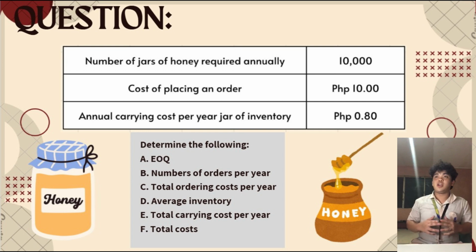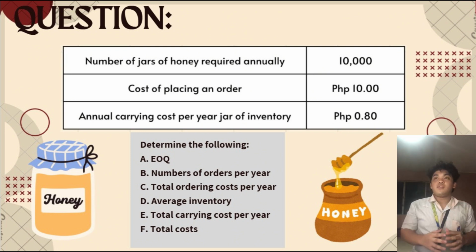So the number of jars is 10,000, the cost of placing an order is 10 pesos, and the annual carrying cost per jar of inventory is 0.80 pesos. So we have to determine the following: EOQ, number of orders per year, total ordering cost per year, average inventory, total carrying cost per year, and total cost.